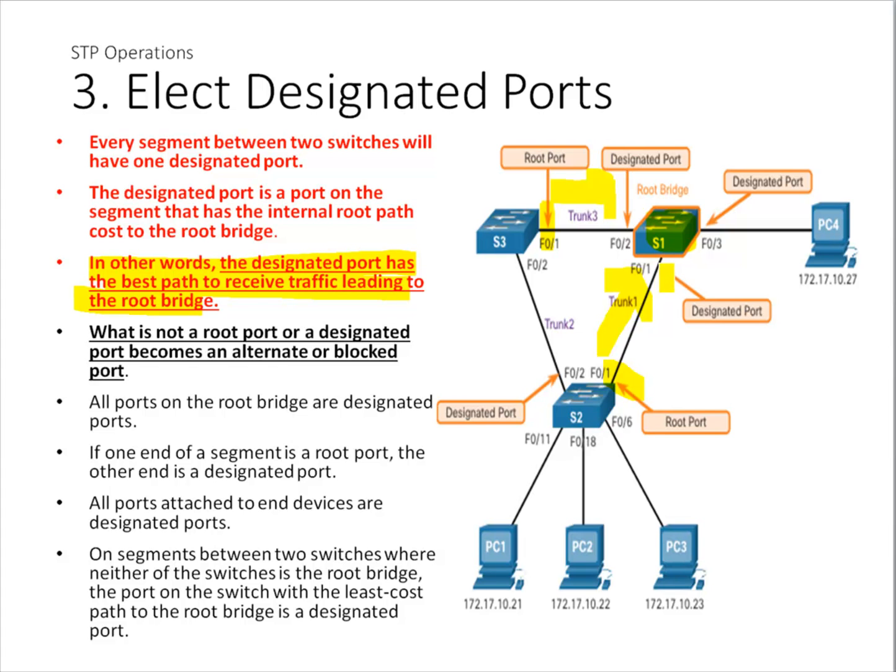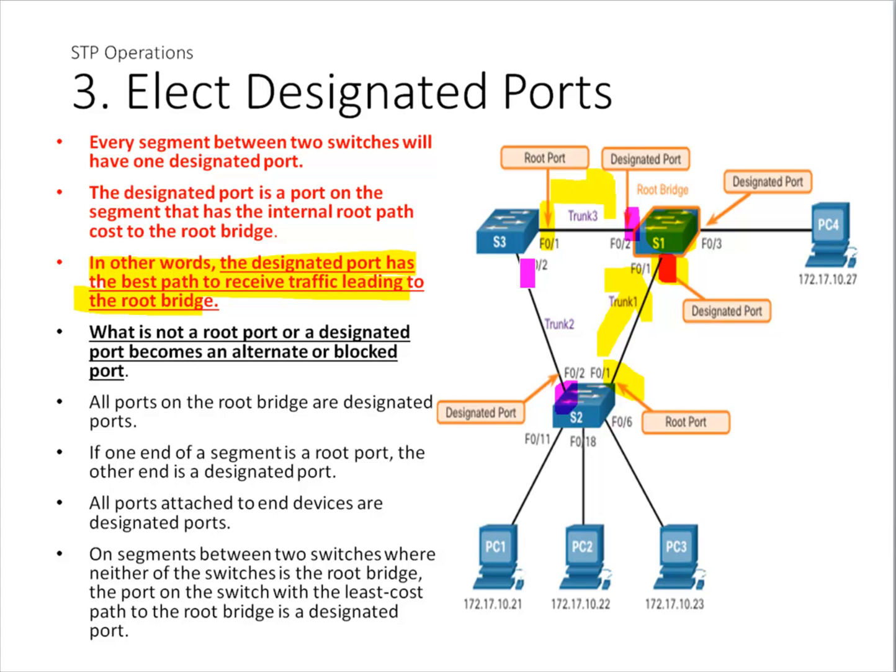So now I'm going to say this is going to be my designated port. So the port that has the best path to receive the traffic leading to the root bridge. I'll just make it in a different color. Now this is my designated port and this is my designated port. These are the two designated ports. Now in this link, FA 0/2 will be selected as the designated port. This is the designated port.